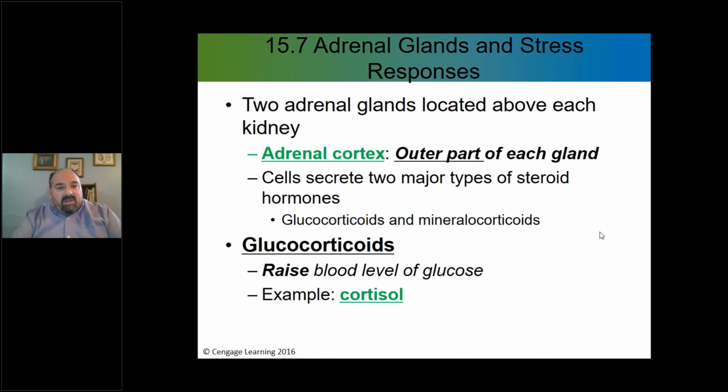So the adrenal glands sit on top of the kidneys. Just like with the pituitary gland, the adrenal glands have a nervous tissue area on the inside, and on the outside, the cortex is merely glandular. So the inside is nervous tissue, the medulla. On the outside of the adrenal gland would be the cortex, and that's glandular.